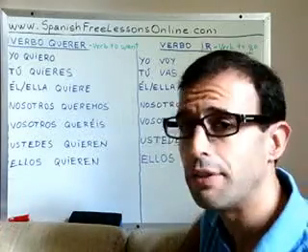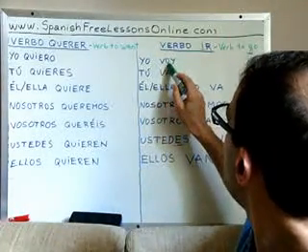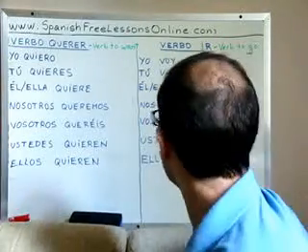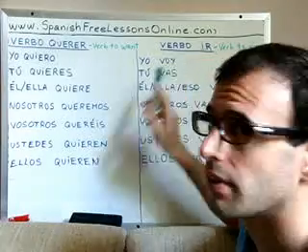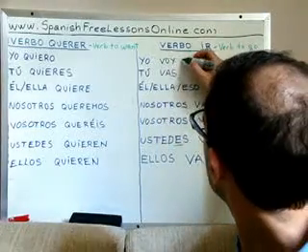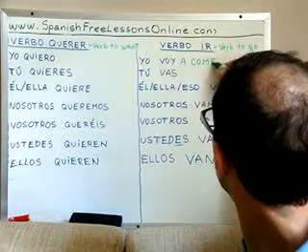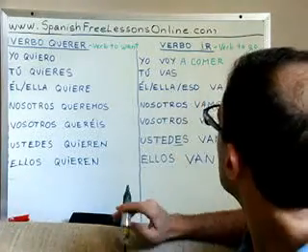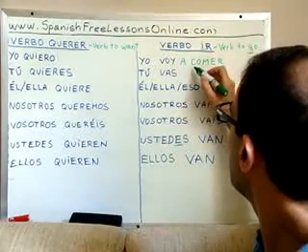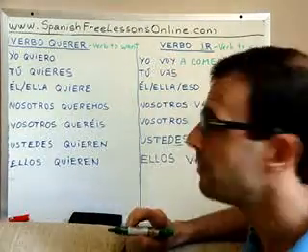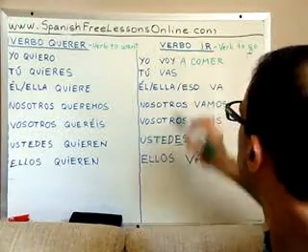So, if you want to say, I will eat, you would say, yo voy a comer. Okay? So you have to add a, which means to, and a verb in infinitive. Okay? So you add the verb in infinitive after a.